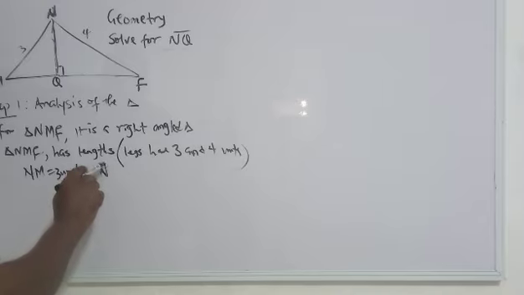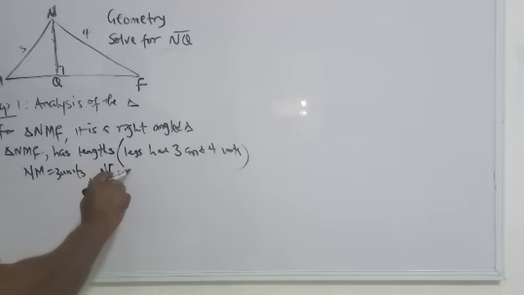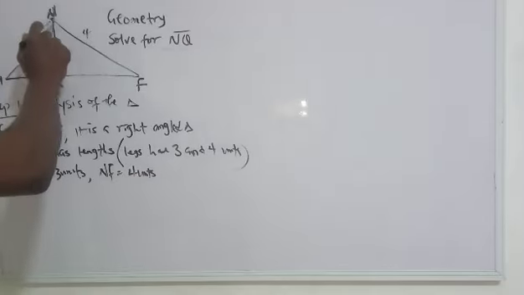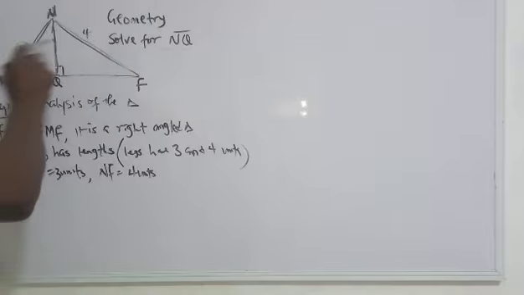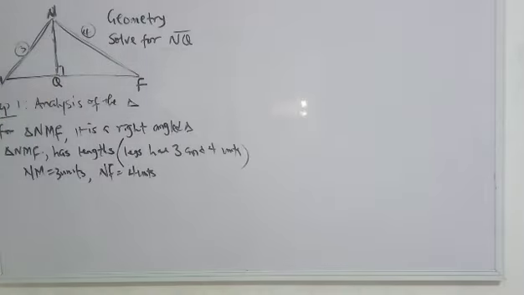and NF is 4 units. This is MN and this is NF. So this is the corresponding length.